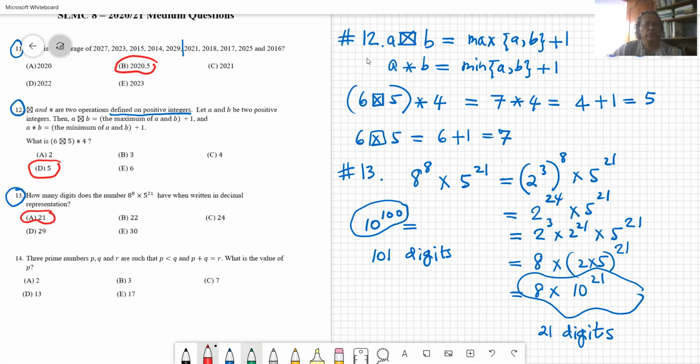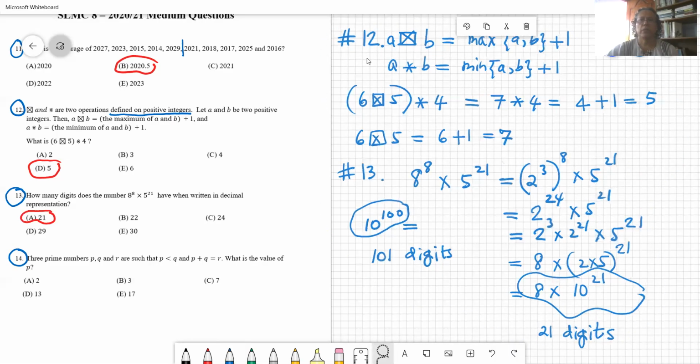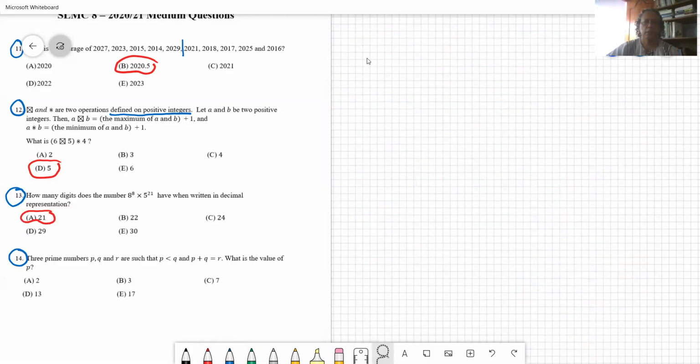Okay. All right. So next, let's go to number 14. So let me get rid of all this work that we did for number 12 and 13. Now we start with a clean whiteboard. Number 14.